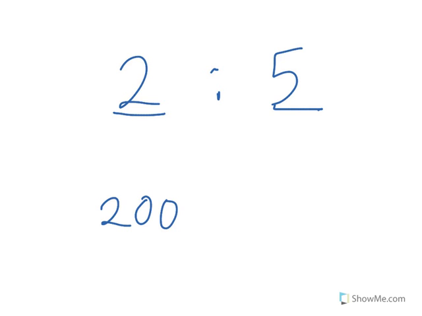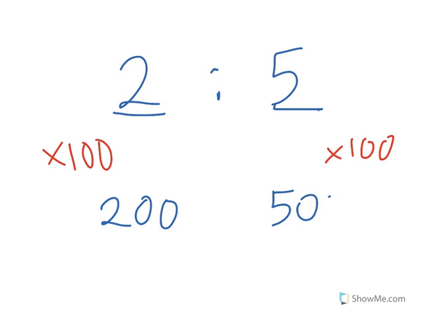water you would need. Well, like before, you need to know what the 2 has been multiplied by to become 200, and it's been multiplied by 100. That means the other side needs to be multiplied by 100 as well, which would give you 500. So you would need 200 millilitres of orange cordial and 500 millilitres of water to make your orange squash.